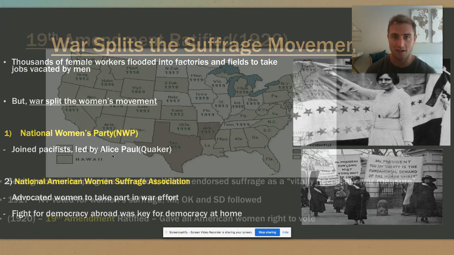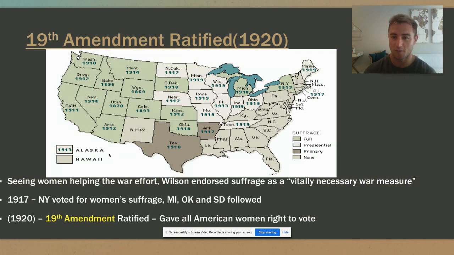And thus, Wilson comes out and says, women's suffrage is a vitally necessary war measure. In 1917, New York is going to be our first Eastern state to embrace women's suffrage. And by then, it starts to stem the flow until we have the necessary two-thirds vote in order to ratify the 19th Amendment to the Constitution, which we do in 1920, all American women with the right to vote.